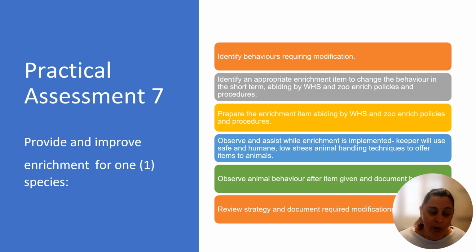You'll prepare the enrichment item. You'll watch the animal before and after you give them the enrichment item. You'll make observations, write down in a daily report about that, and then you're going to review and document modifications. So you're going to complete an approval form, and that approval form is going to be based on a new and improved item. So you're going to look at the item you gave and you're going to make it better.